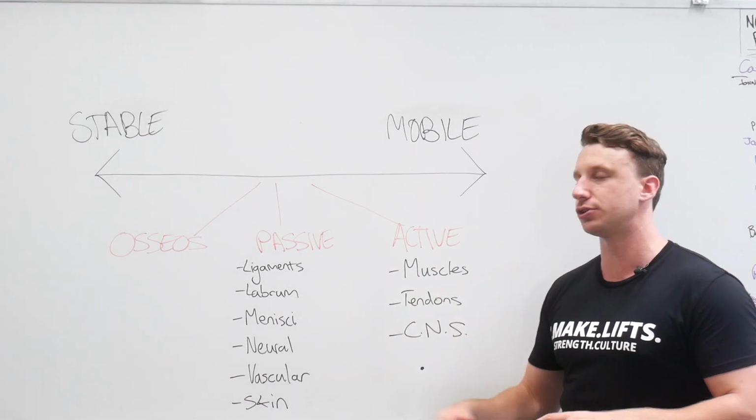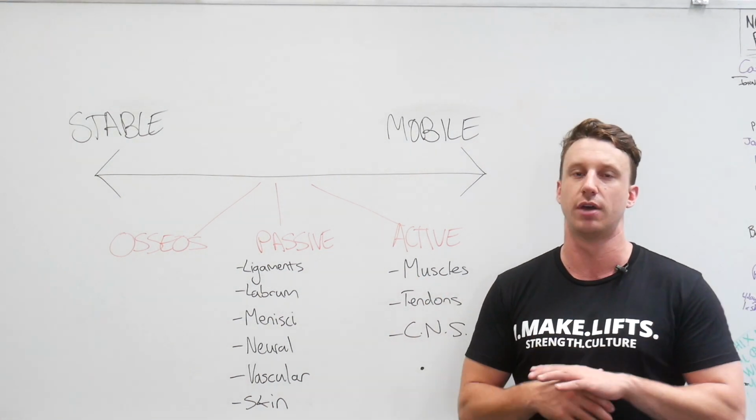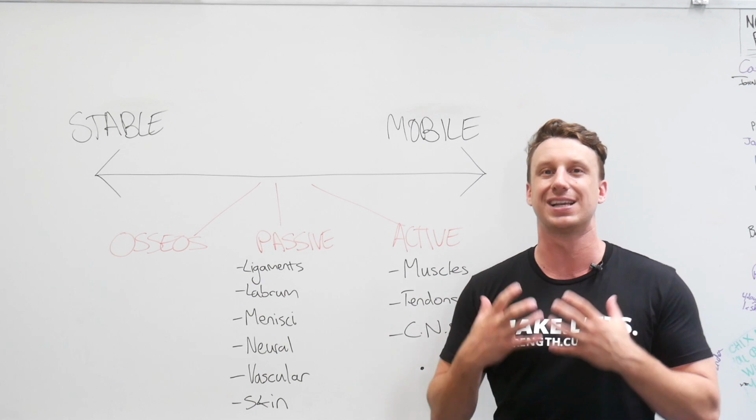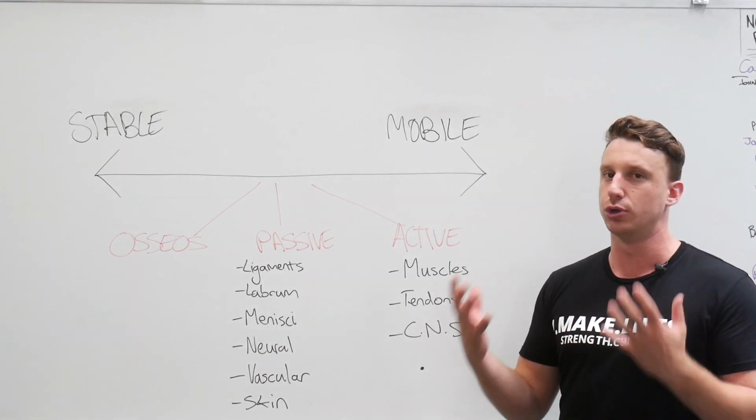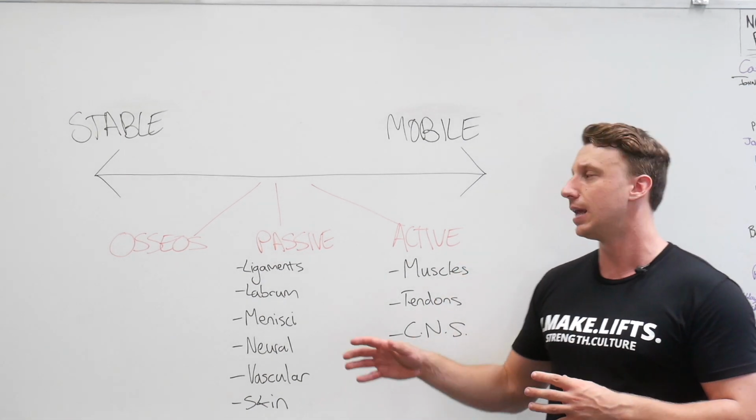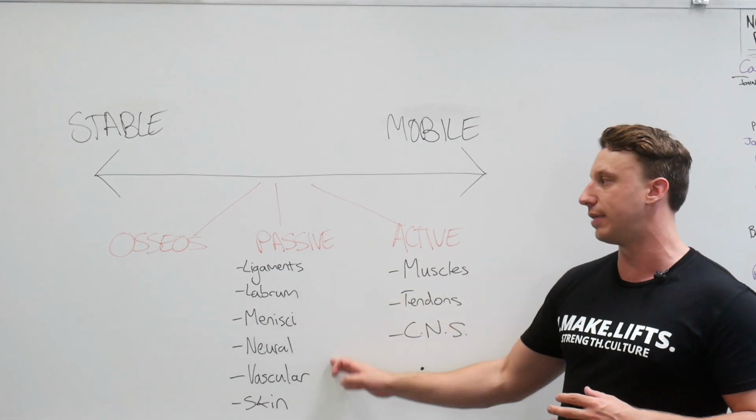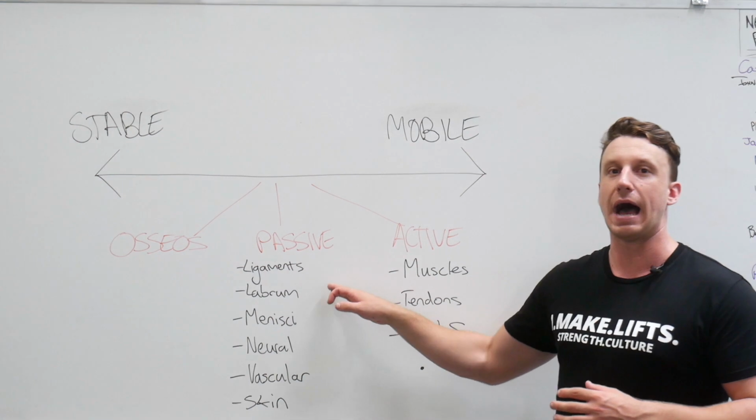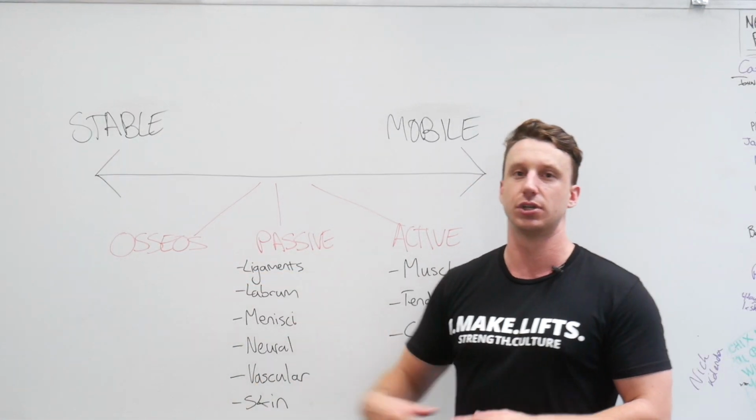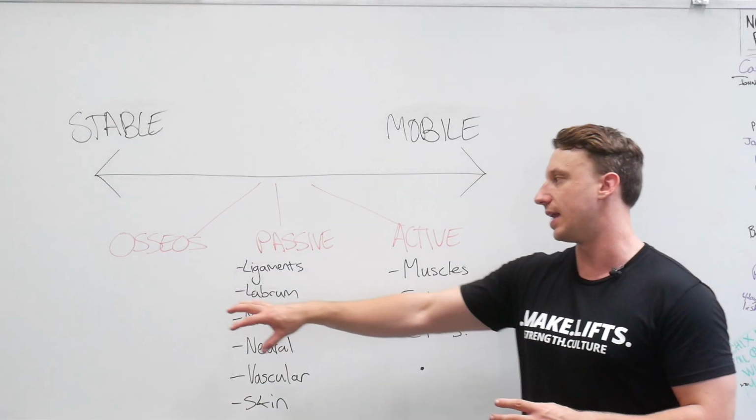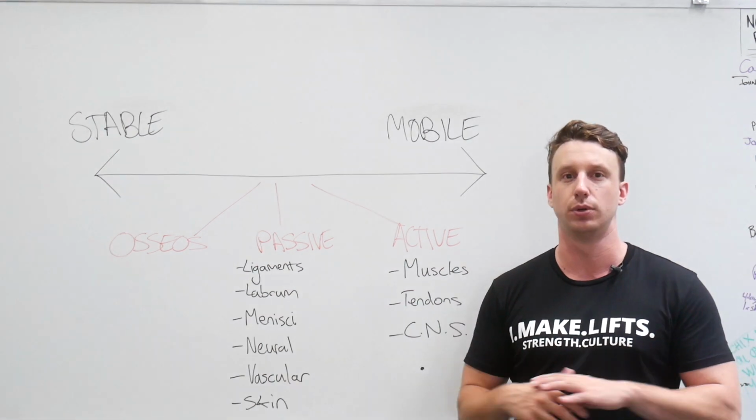So these passive restraints are not influenced by the central nervous system, which pretty much means us as strength and conditioning coaches, or your coach as an athlete, cannot really affect stability by either of these first two factors. The osseous formation is obviously purely genetic, and then also your passive restraints are purely genetic.